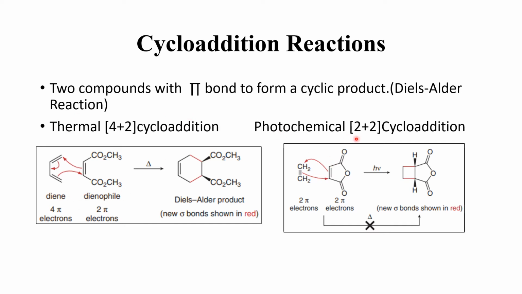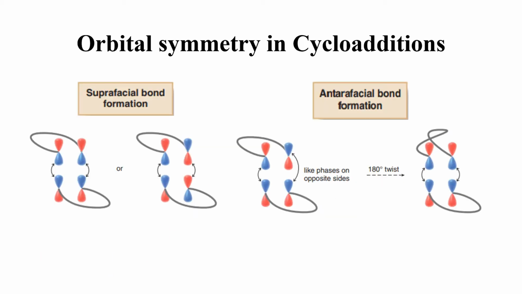And in photochemical condition, you see here 2 plus 2 cycloaddition, here 2, here also 2. Two new sigma bonds will form in the photochemical reaction. But the same reaction will not occur in the thermal condition. Why is it so? Why is it not happening? What is the reason behind it? That we will see one by one. We need to know first about orbital symmetry.